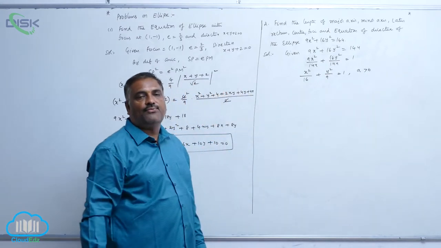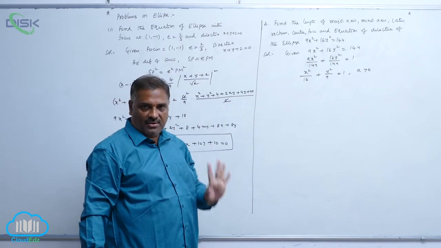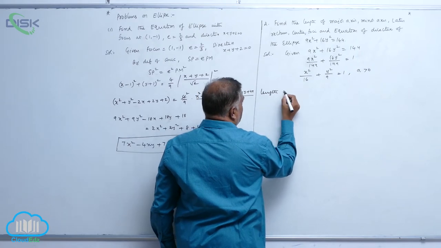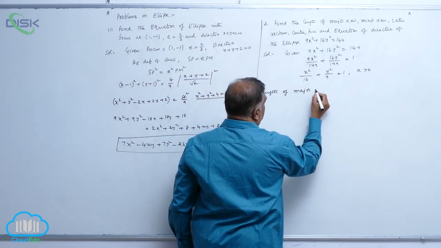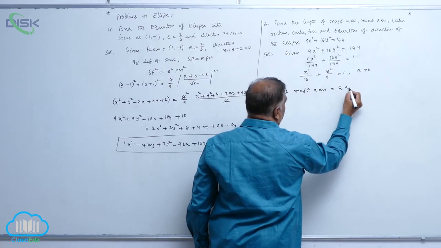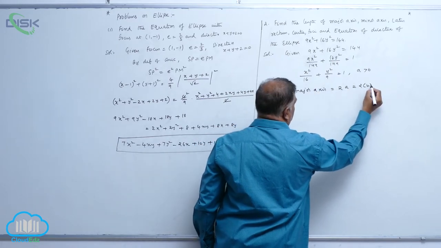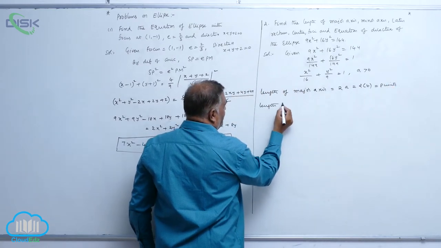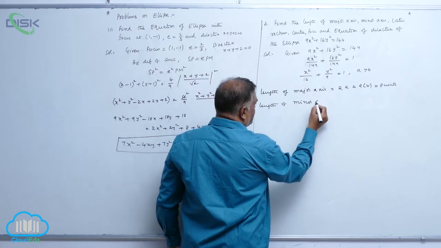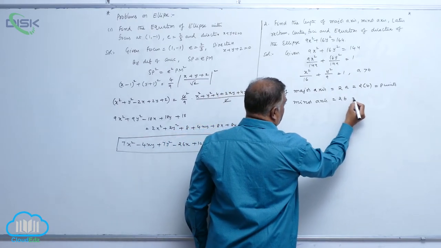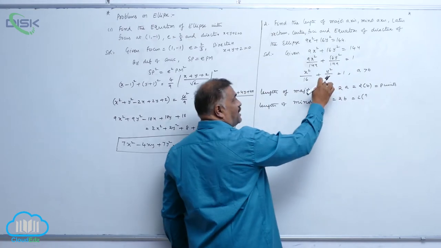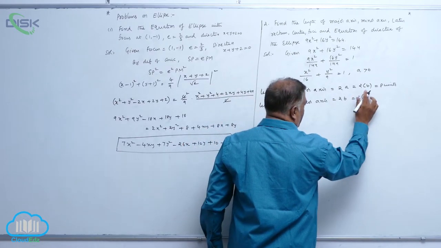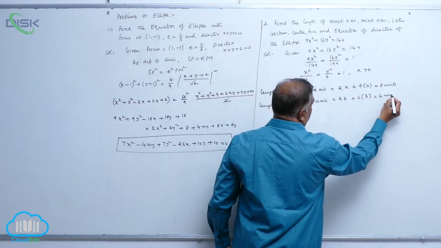We discussed totally 4 curves. This belongs to curve number 1. Now we'll write one by one. First, the length of the major axis. The length of the major axis is equal to 2a, that is 2 into 4, equal to 8 units. Now the length of the minor axis is given by 2b, that is 2 into 9. Please remember, this 9 is nothing but b square, so b will become 3. 2 threes are 6 units.